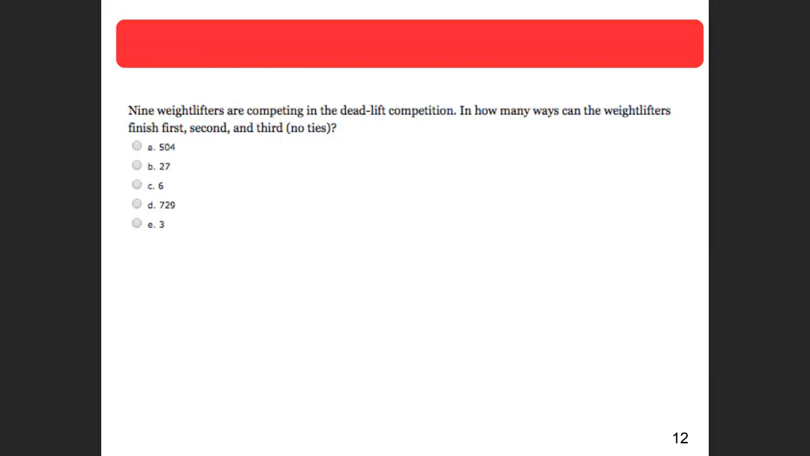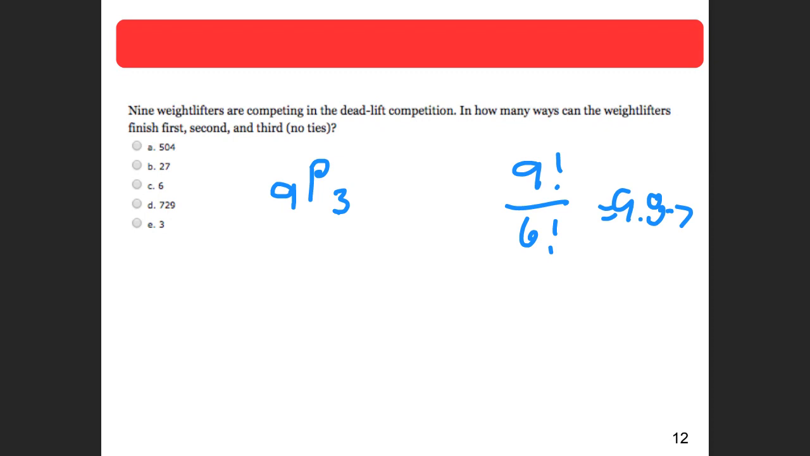So in this problem right here, it says 9 weightlifters are competing in the deadlift competition. In how many ways can the weightlifters finish first, second, or third? Does order matter in this problem? Yeah, because it makes a difference if you're first or third. So I would write down 9 permute 3. By hand, that would be 9 factorial over 6 factorial, which is 9 times 8 times 7. I get 504.